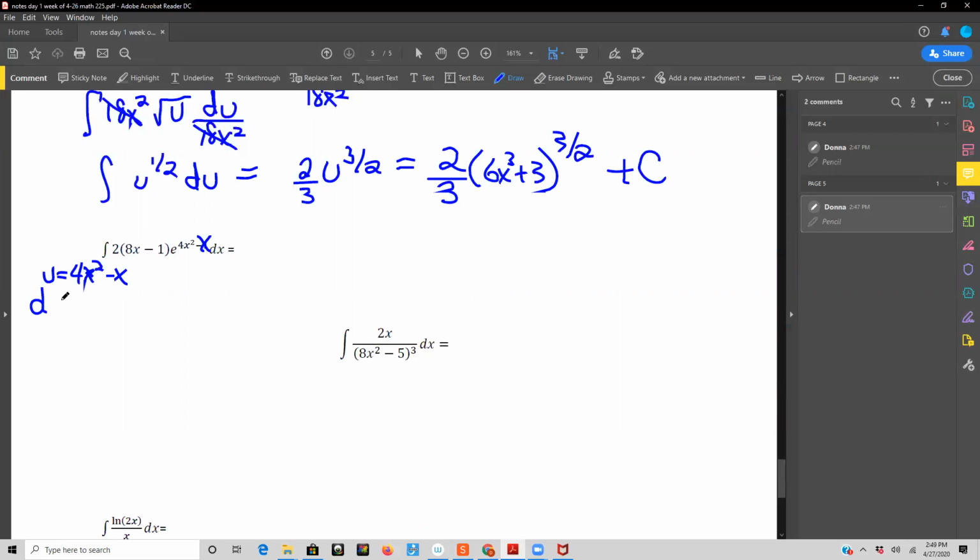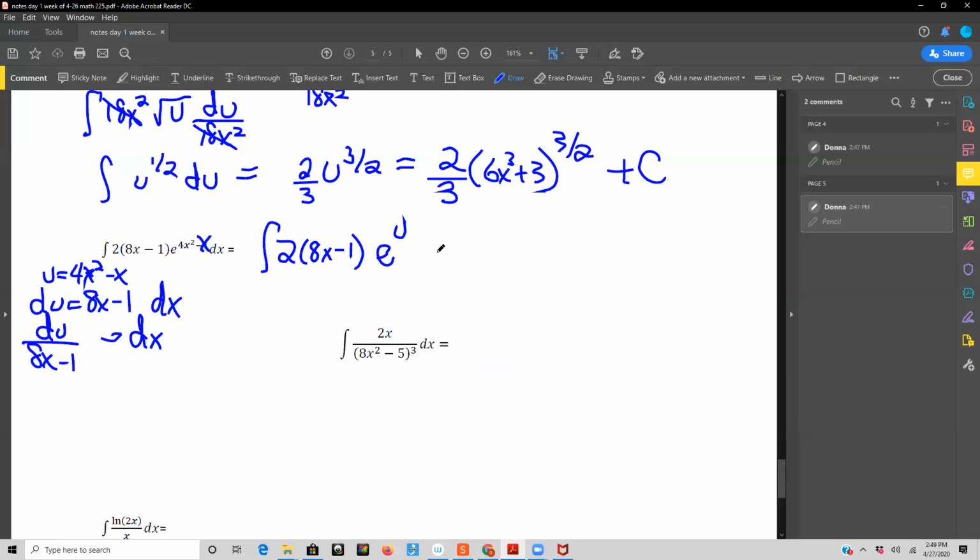So I'm going to let du equal 8x minus 1 times dx. So dx is du over 8x minus 1. Plugging everything in, leave that part alone, I don't know what it is just yet. E to the u, that's the top, times dx, which is du over 8x minus 1. Lo and behold, magically the x's cancel, they have to.